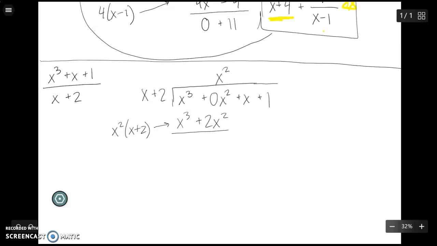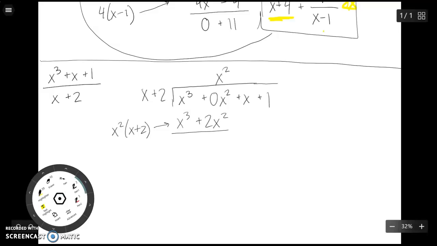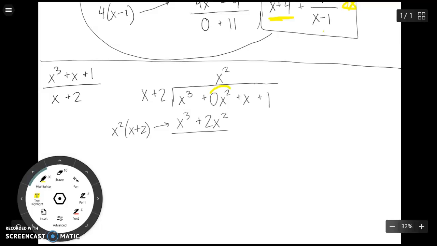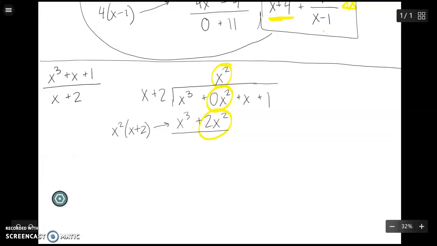Okay, let's pause right here. This is why it's important that I put in a placeholder. If I didn't have this 0x squared here, I wouldn't have anywhere to put my x squared, or anywhere to put 2x squared. So that's why it's so important that we fill in the gaps of whatever powers are missing. Just because the power is missing in the original polynomial doesn't mean that it's going to be missing in the quotient or the answer to our division problem. Okay, let's get back to this then.